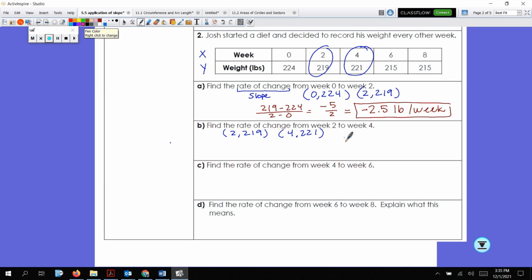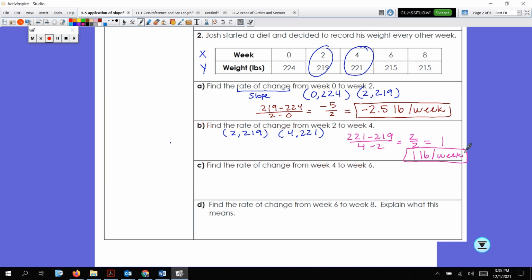Let's plug that into the slope formula. 221 minus 219 over 4 minus 2. It gives us 2 over 2, which is 1. So it looks like a gain. So this rate is 1 pound per week. All right, remember, these are pounds per week, because that's the chart. That's what it's talking about, pounds per week.